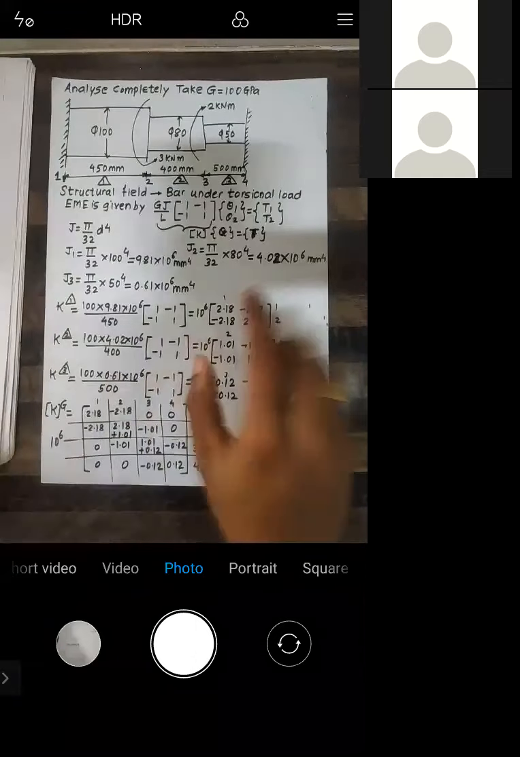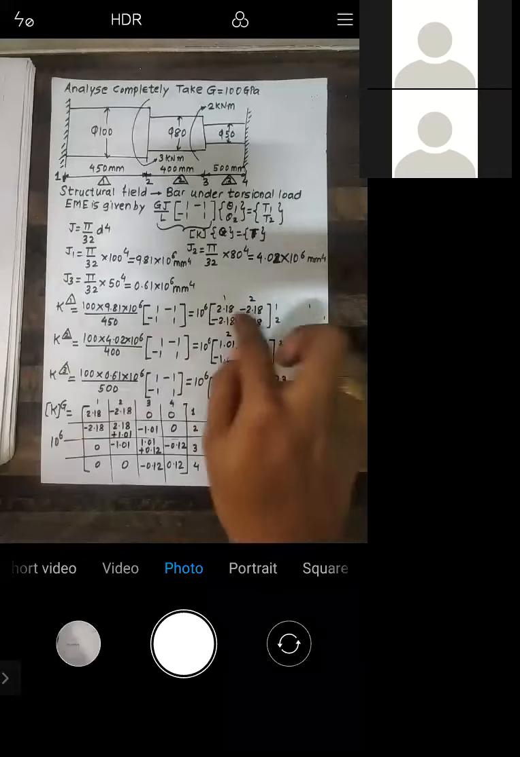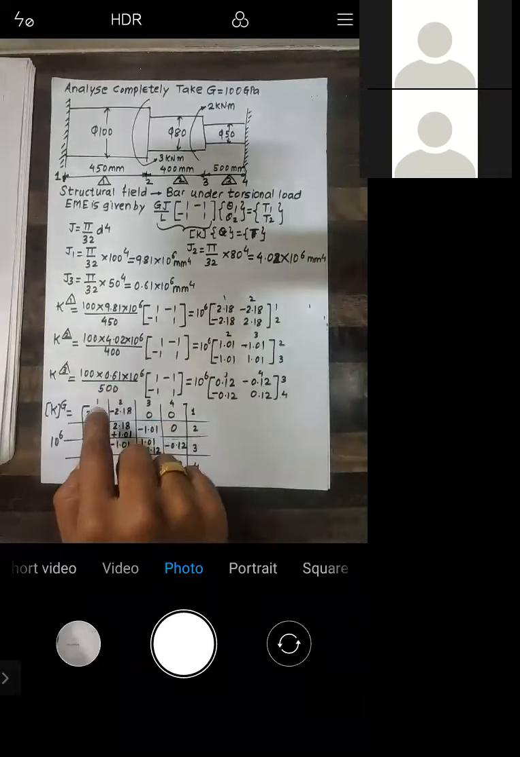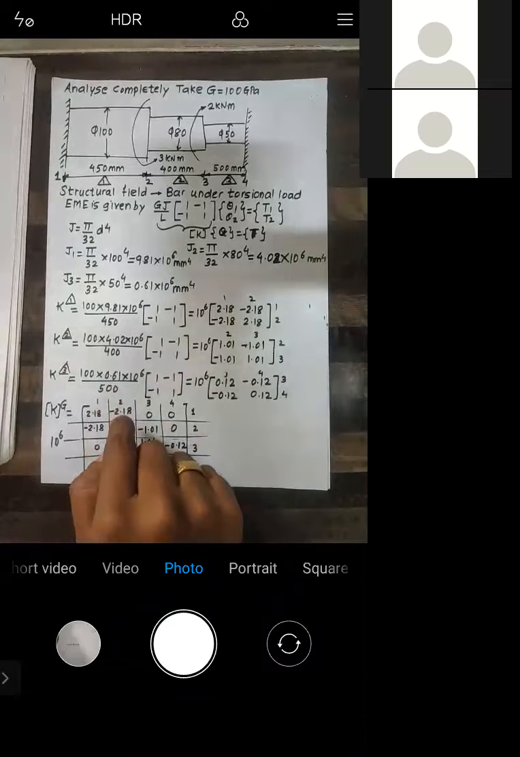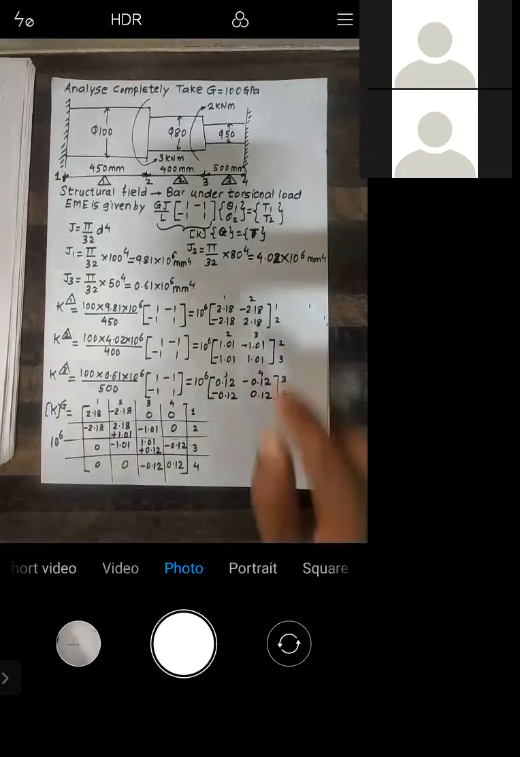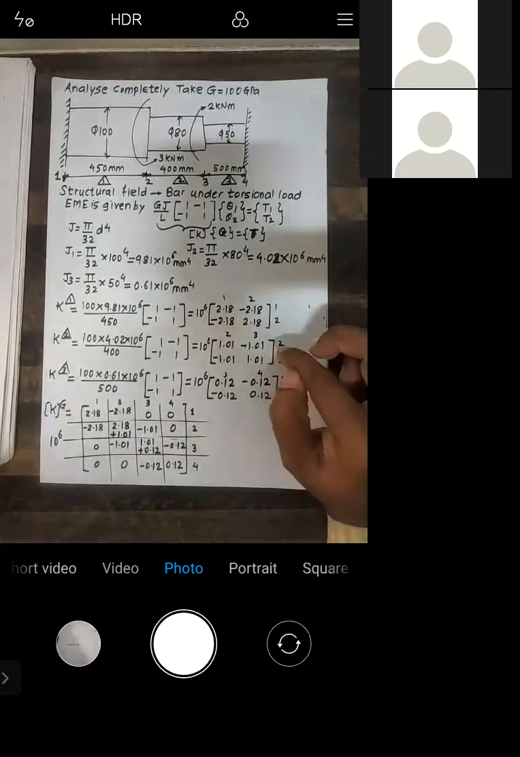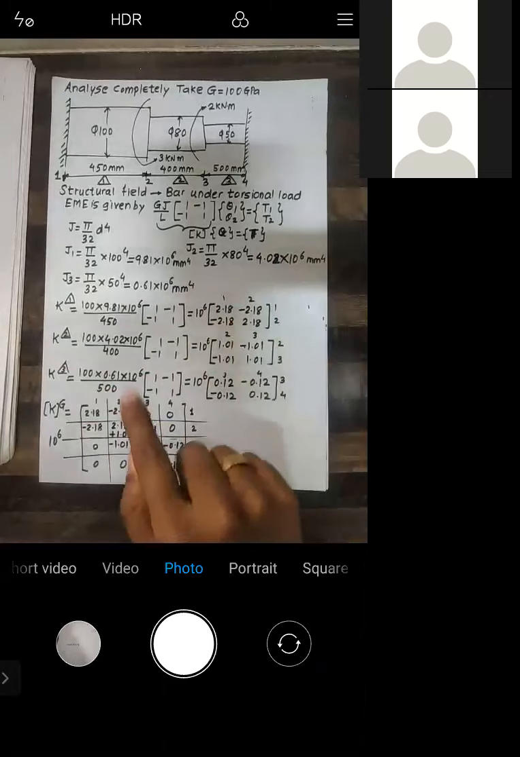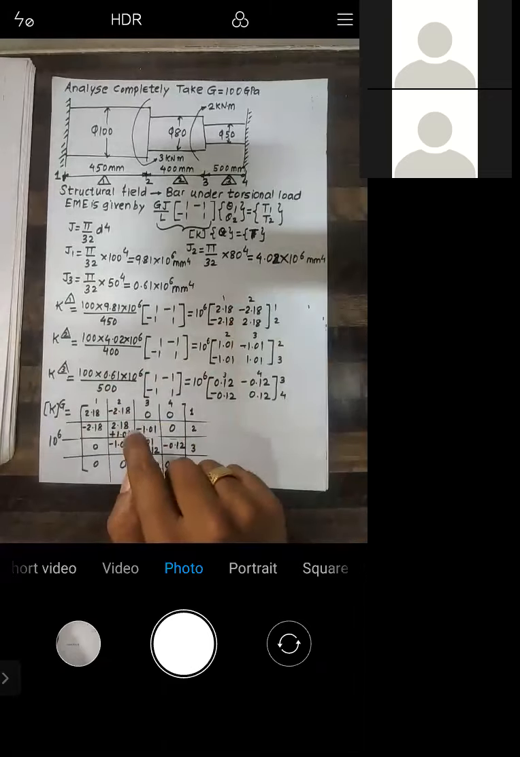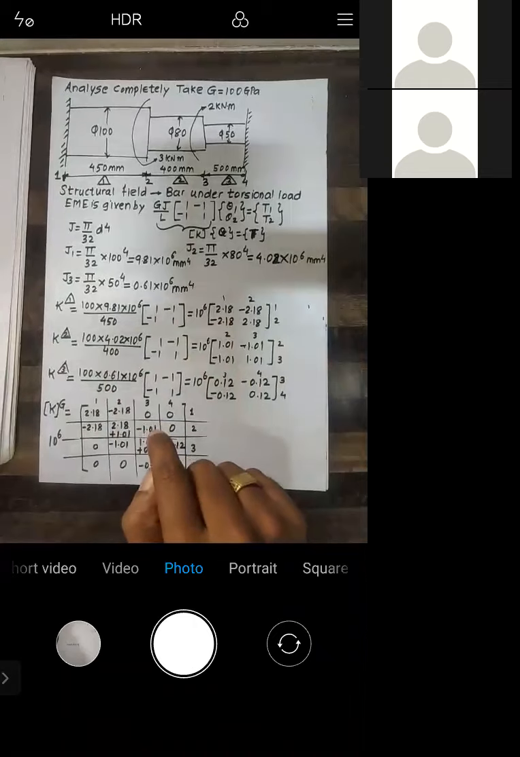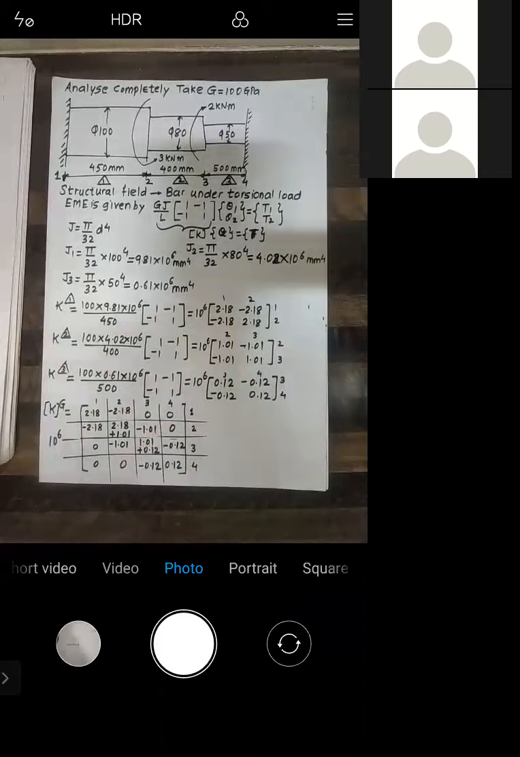You just get the starting point. What is the starting point? 1 1. At the location 1 1, you write down 2.18. Side of that, minus 2.18, here minus 2.18, and here 2.18. Now go for the stiffness matrix of element number 2. What is the starting point? It's 2, 2. At the location 2, 2, you write down 1.01. Beside that, minus 1.01, here minus 1.01, and here 1.01.